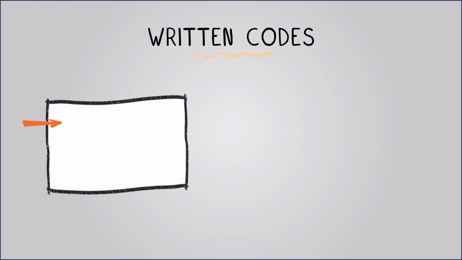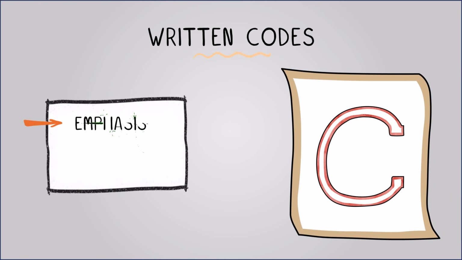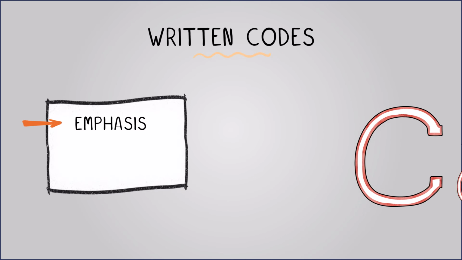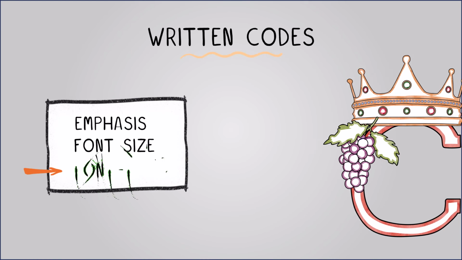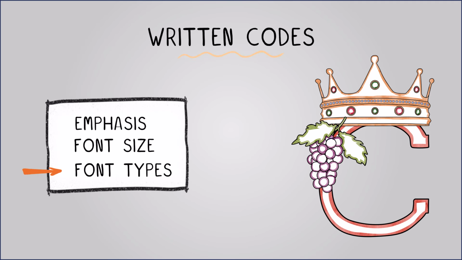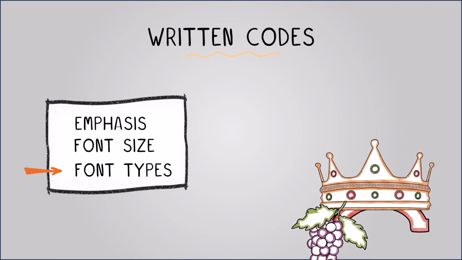Some common written codes include emphasis, such as how bold text will create emphasis and imply a word is important. Font size, such as how large text will grab attention, draw focus, and imply context for the content that follows. And font types, such as how decorative serif fonts can imply an old-fashioned and classical style or luxury.